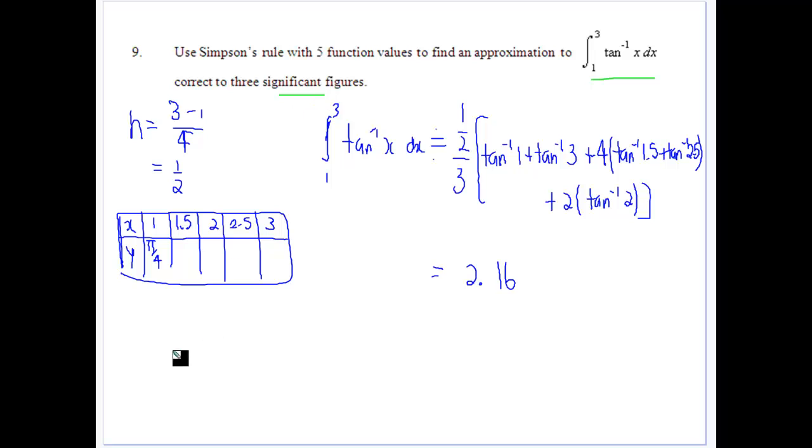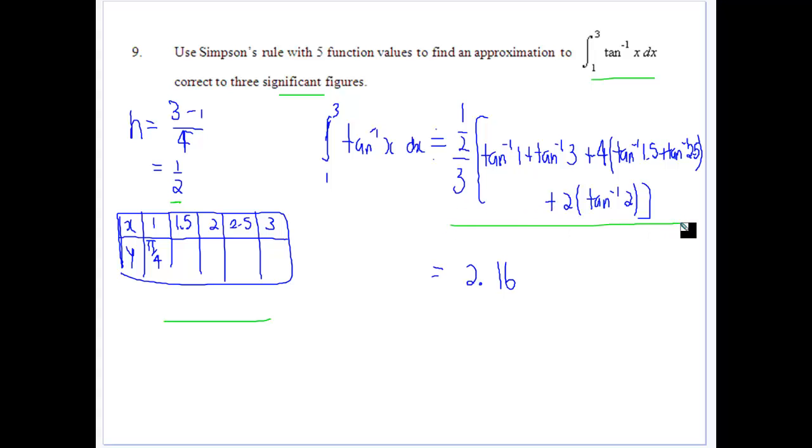Correct as 3 significant figures. You can do a table and try and get your values there. Or you can just start to say, look, because it's between 1 and 3, the h is going to be a half. It's going up by a half each time. So our first value is 1, our last value is 3. Our odd values are going to be inverse tan of 1.5 and 2.5. 4 lots of those, and the middle value there, so the only even value is 2, so inverse tan of 2, and we're doubling that.